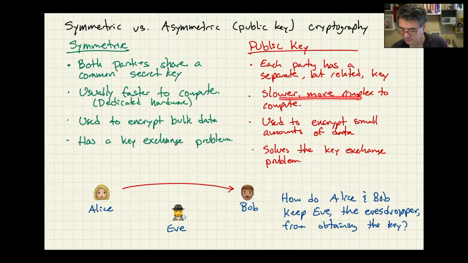However, public key cryptography is slower and more complex to compute, and therefore it's typically used to encrypt only a small amount of data. Small meaning something smaller than the key's worth of data. However, public key cryptography solves the key exchange problem because there are two keys. One is kept with the sender and the other is given to the recipient. And since they operate in a pair, the fact that the recipient has one of the keys doesn't affect what the sender does with his or her key.